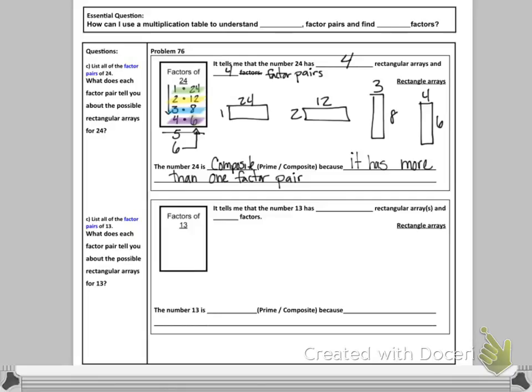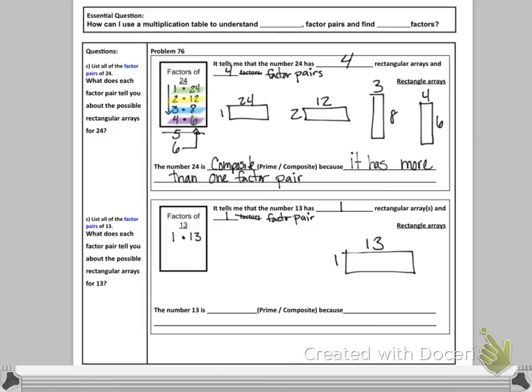Let's look at the next number, the number 13. The number 13, we talked about it yesterday. The only way to get to the number 13 is 1 times 13. There is no other factor pairs. It tells me that the number 13 has 1 rectangular array and 1, again we need to make the change, factor pair.